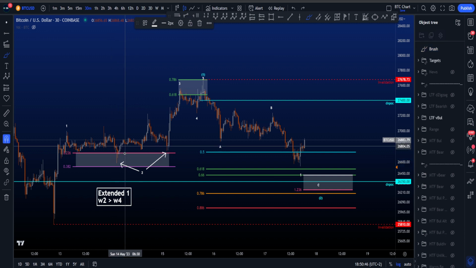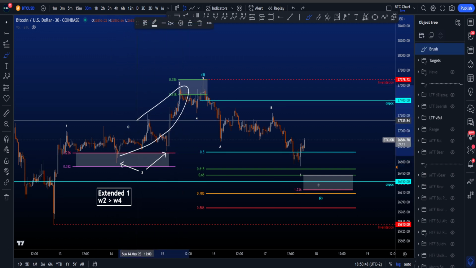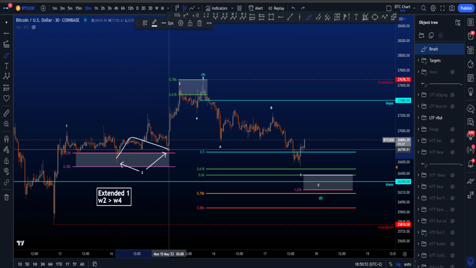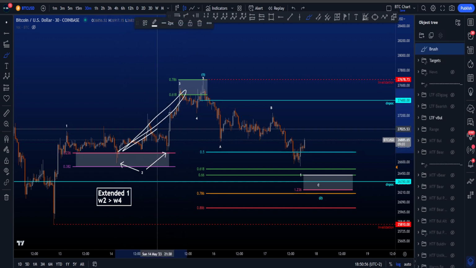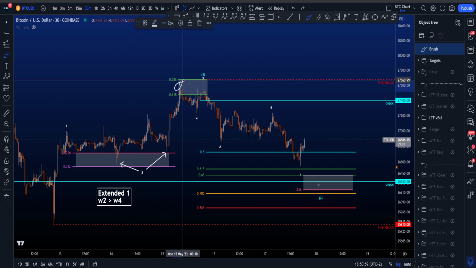If we put wave 2 over here, then this wave 3 structure is very, very awkward. You can't really count any 5-wave move over here. Is this a 1, 2, 3, 4, 5? That's ridiculous, right? So it's very difficult to find a nice 5-wave move in this wave 3.